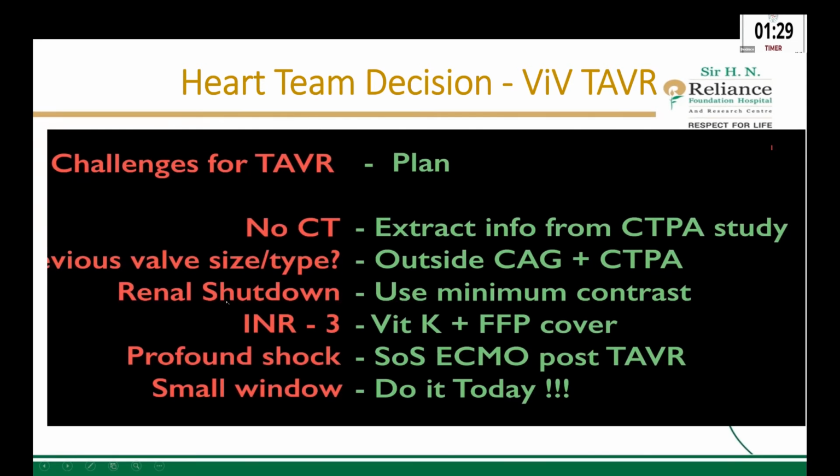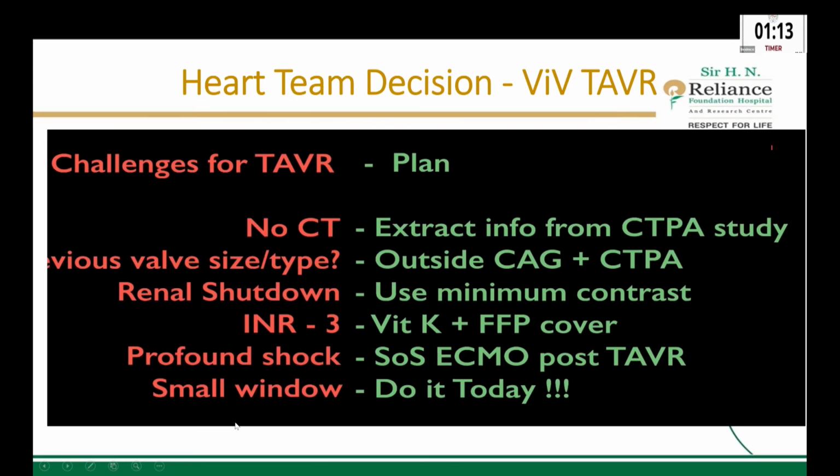The patient has no urine output, so the plan was to use minimum contrast. INR was 3, so there was a high risk of bleeding. So do it under vitamin K and plasma cover. The patient was in profound shock, so our bailout plan after TAVI was to put on ECMO post TAVI if the patient doesn't come off.